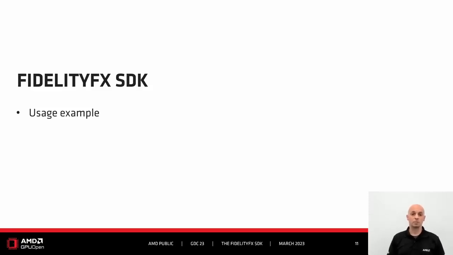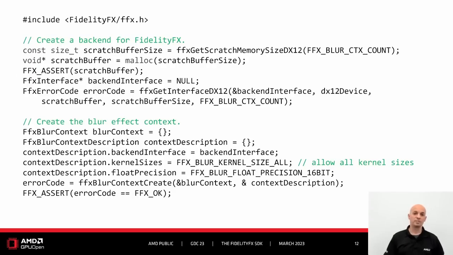Now let's have a look at just how simple it is to initialize and use the FidelityFX SDK using one of our new samples, FidelityFX Blur. The first step is to query the amount of memory you will need to allocate to back all the effect components you want to support. In this case, we're only backing the blur effect. Note here the DX12 part of the function signature. This is indicating that we are using the DX12 backend in this particular example.